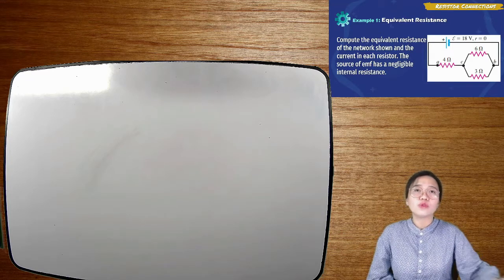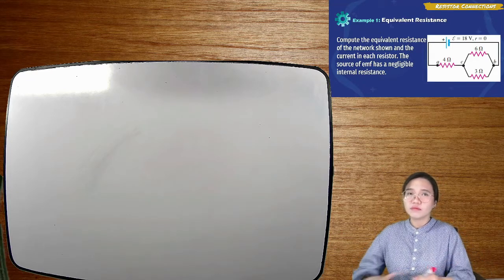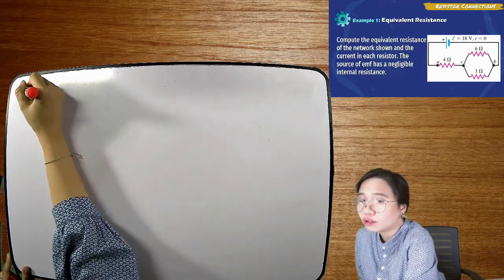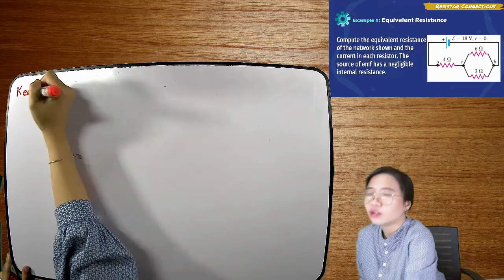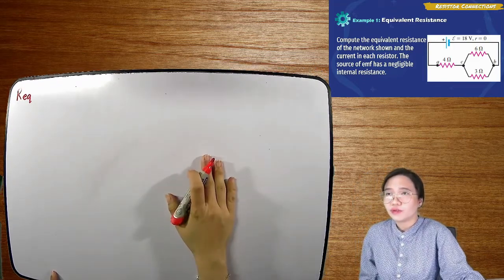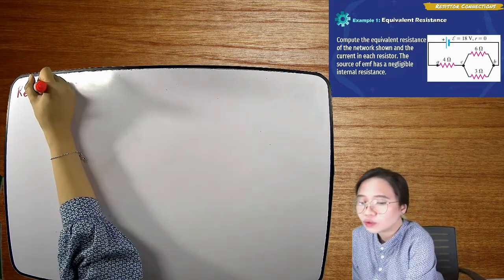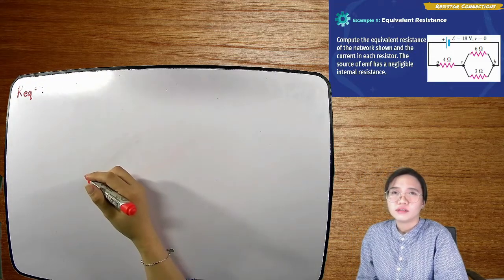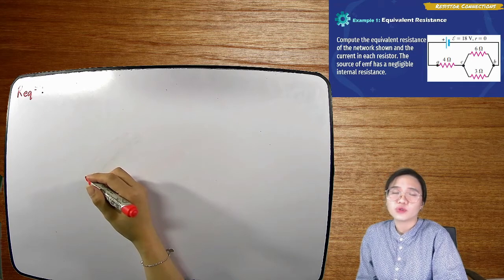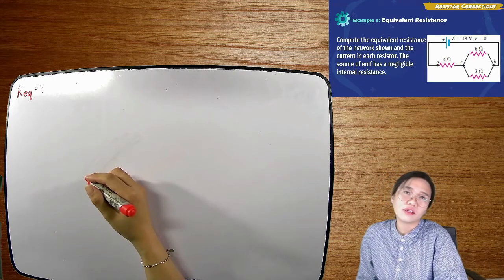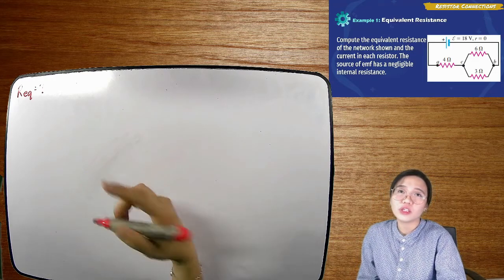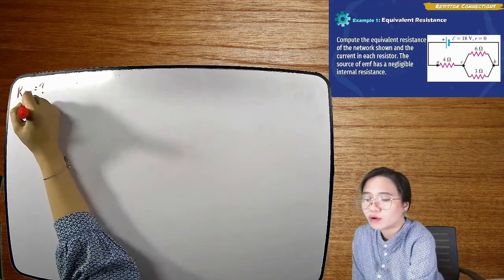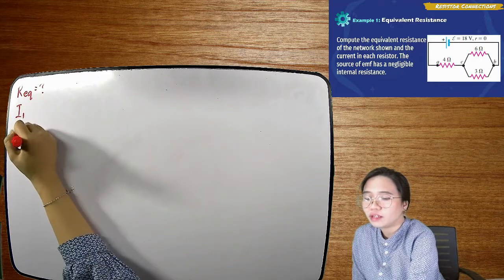So we need to solve for the Req. So what will be our Req? And then the current in each resistor. So we have three currents. Since we have three resistors, for each resistor we will name the currents I1, I2, and I3.